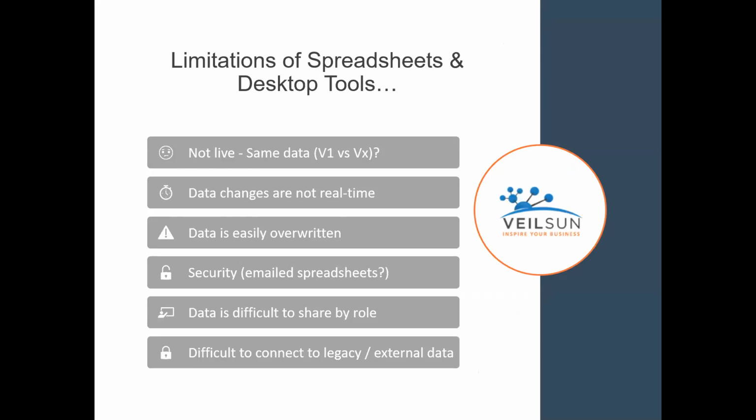The first being, data is not really live. I can't tell you the number of times in my career when there's been a spreadsheet that I've had and someone else opens the same spreadsheet out of their email and they're different spreadsheets. Version 1 versus version X problem. The second problem is, when data is changed, those changes are not reflected real time across all of those instances of those spreadsheets or the Access database. Another problem, and I've experienced this many, many times, is data is easily overwritten. I make a change to my Excel document, somebody else makes a change and overwrites my change.